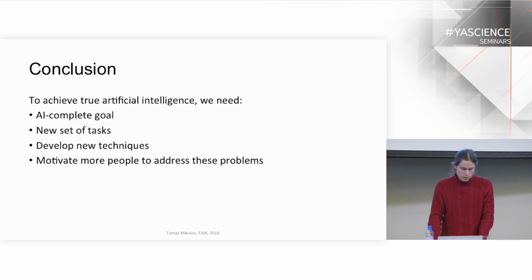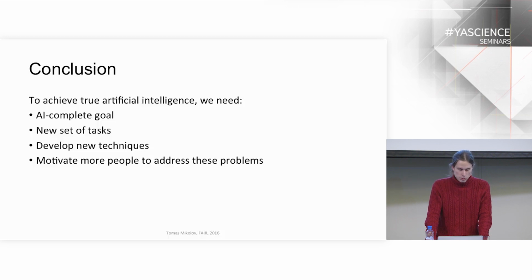So for the conclusion, to achieve true artificial intelligence in the future, which is what we are trying to aim for, we believe that we need to set a truly AI complete goal, something really ambitious, and not, for example, some chess playing machine or something. Then we need a new set of tasks, because there are no tasks currently that would allow us to make progress in this direction. And I was describing how the tasks may look.